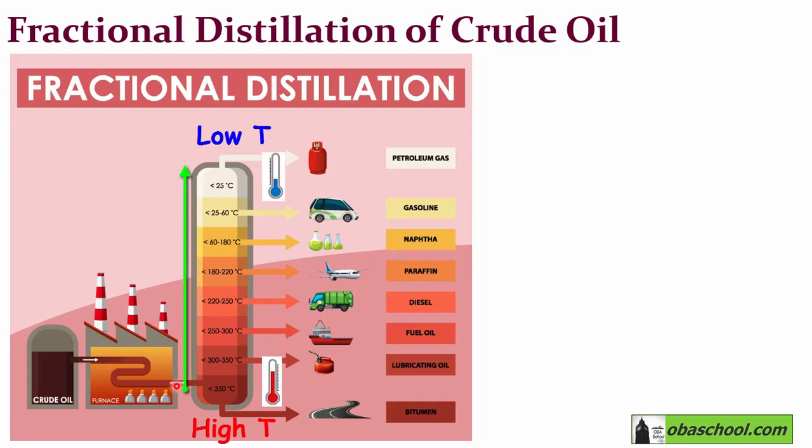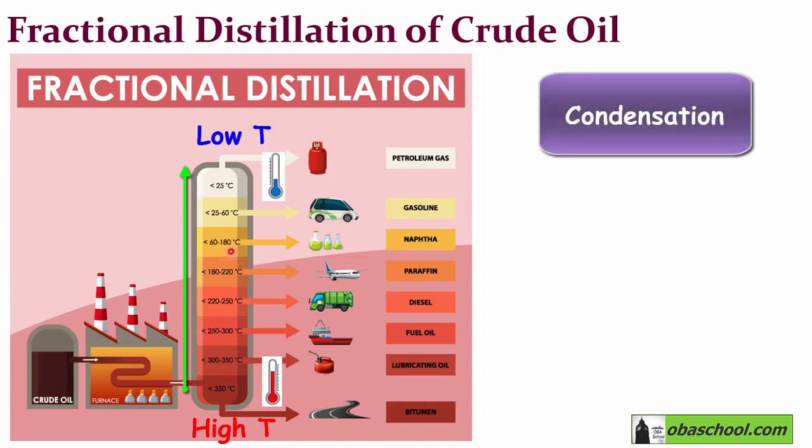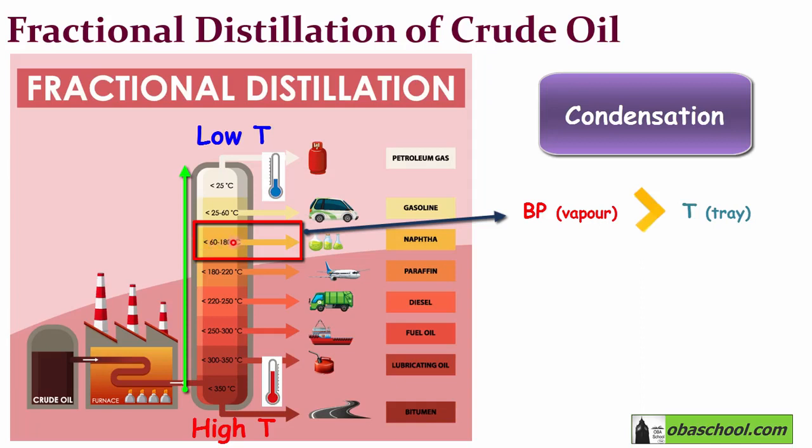Actually, the vapor passes up the tower via a series of trays. So here we have trays containing bubble caps, until they arrive at a tray that is sufficiently cool, and at this tray they will condense to liquid. For example, we have this tray over here. If the boiling point of the vapor is higher than the temperature at this tray, the vapor will condense, so it will return to the liquid phase. So the vapor will move from the gaseous phase to the liquid phase. This is condensation. At each tray the liquid which condensed will be collected.